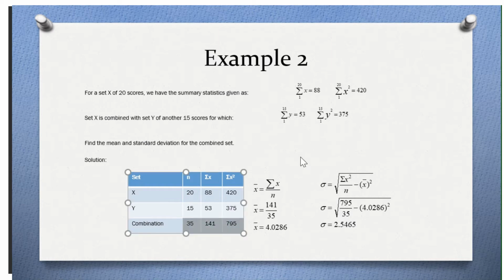The total of N, that means when I combine both sets, my total number of data is 35. When I combine both sets, the total value is 141. The total sigma x squared is 795. Now you have these values, you have formulas, you just plug them in, all right? So mean equals sigma x over n, which is 141 over 35. You will get this value in 4 decimal places. Standard deviation is the square root of sigma x squared over n minus mean squared. So sigma x squared is 795, divided by 35, minus your mean in 4 dp squared, you will get 2.5465. Are we okay?